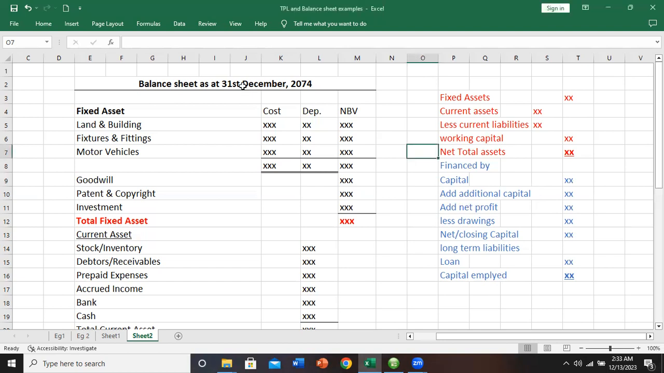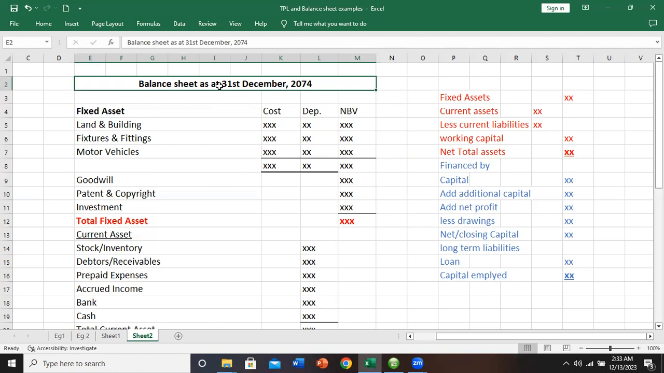You still have the title, balance sheet, as at. So unlike the trading and profit and loss account, which were having a title for the year ended, the balance sheet has as at. And the reason is because the balance sheet will cover all the assets, liabilities, and capital of the business since the time that they started business.